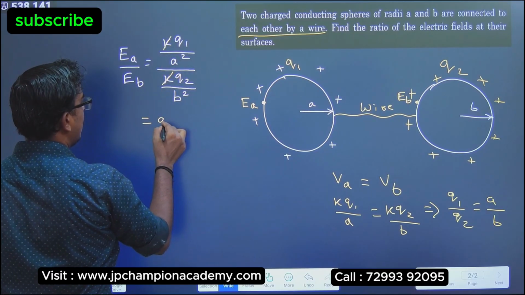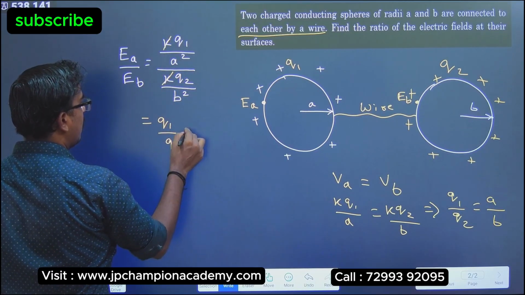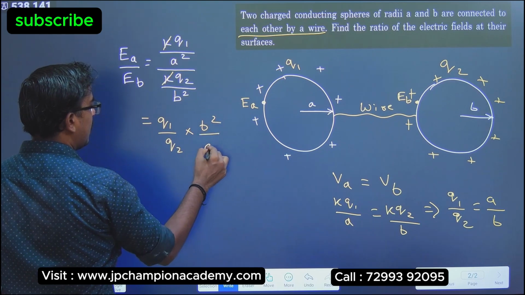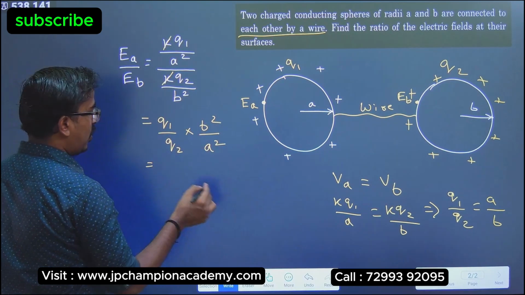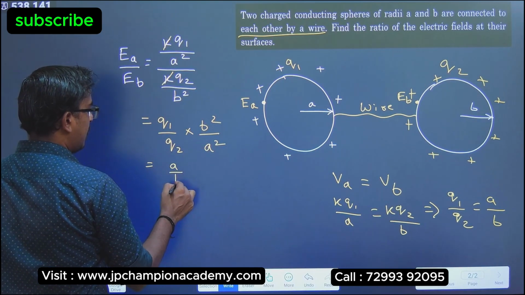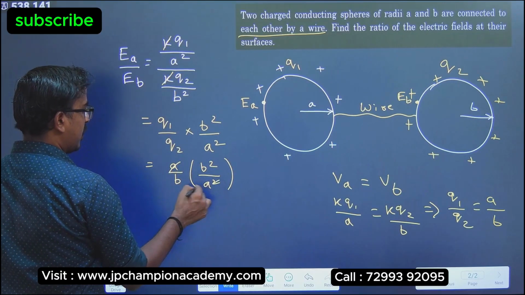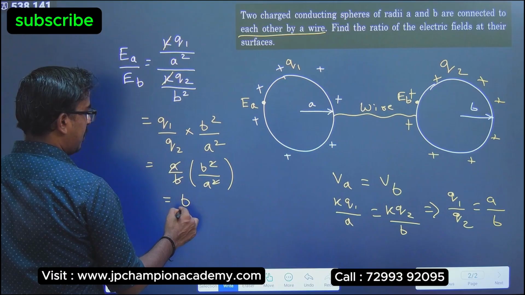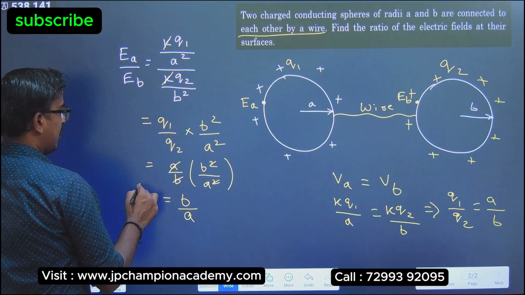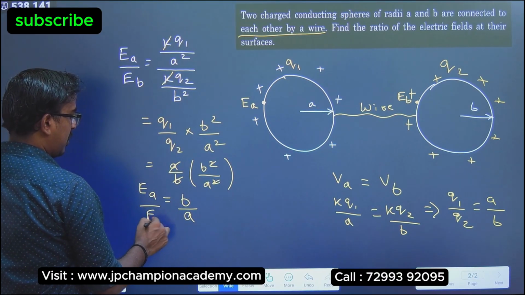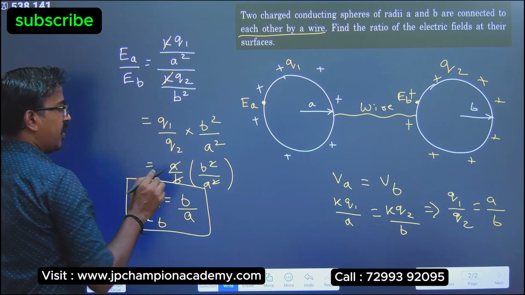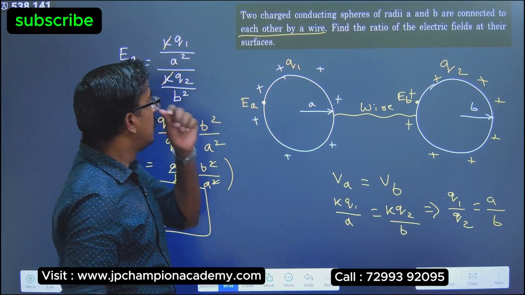So if it goes up, Q1 by Q2 we will get, and on the numerator we get B square by A square. Now Q1 by Q2, what do we know? A by B. So A by B into B square by A square. So this is going to get cancelled. So finally you will get B by A. So the final answer EA by EB is nothing but B by A.